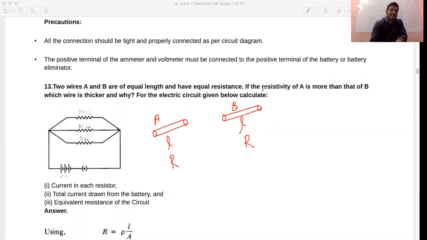So if they are saying resistivity of A is more than that of B, let's say the resistivity of this is rho, and the resistivity of B.